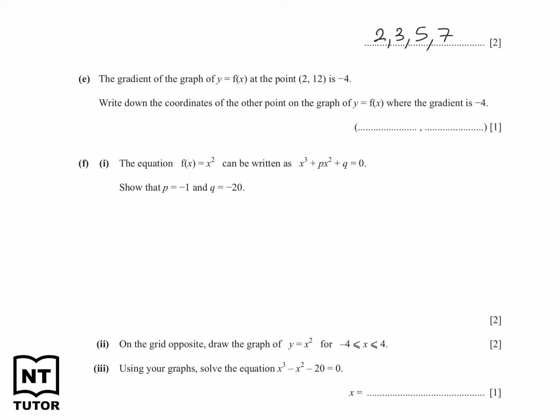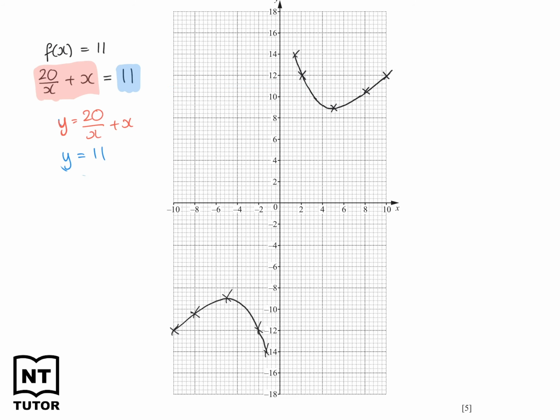The gradient of the graph y equals f(x) at the point (2, 12) is minus 4. Write down the coordinates of the other point on the graph of y equals f(x) where the gradient is minus 4. So the gradient at the coordinates (2, 12), which is this point, is minus 4.